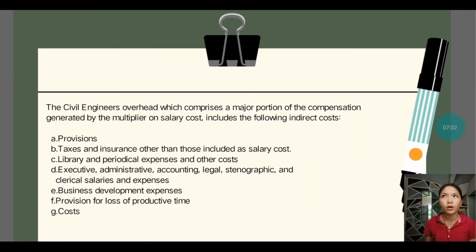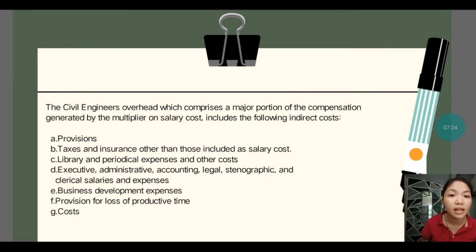Provisions for office expenses, lights, heat, telephone, rental furniture, rent, drafting equipment and engineering instruments, transportation expenses, and so on. Letter B, taxes and insurance other than those included as salary costs.